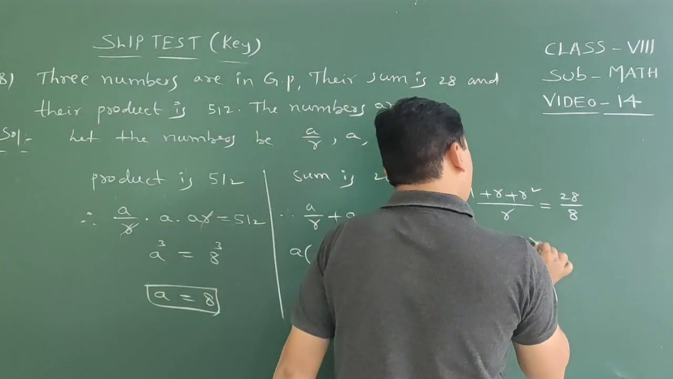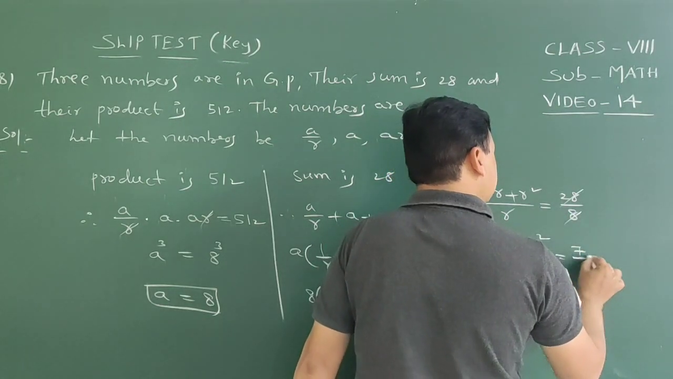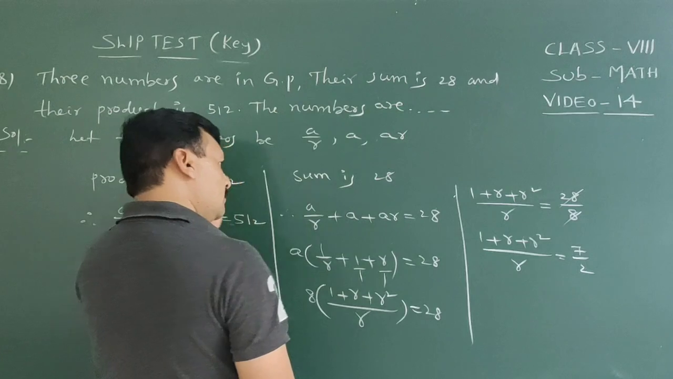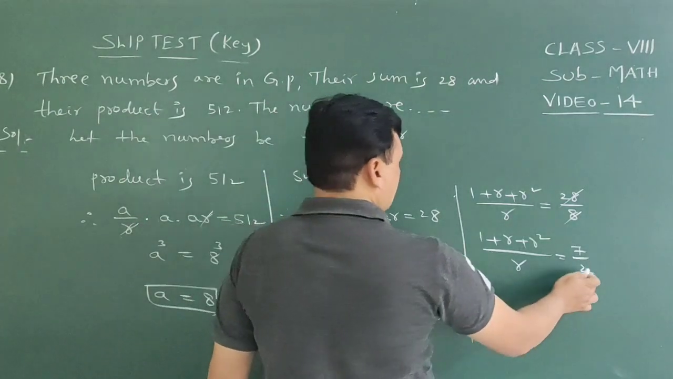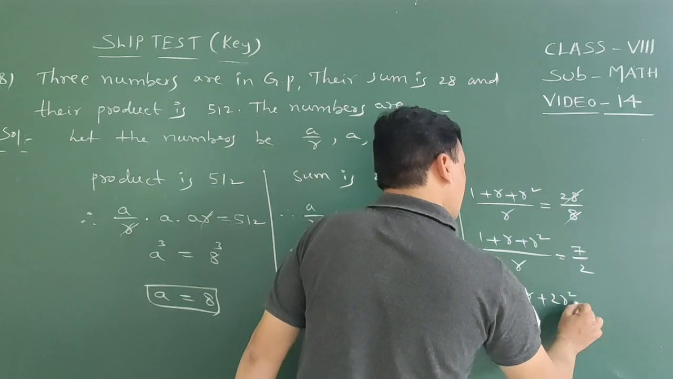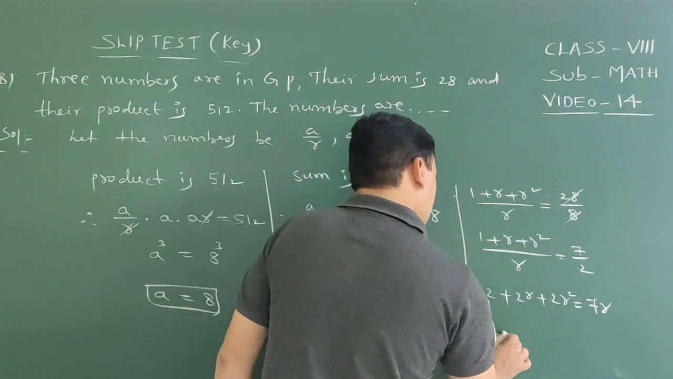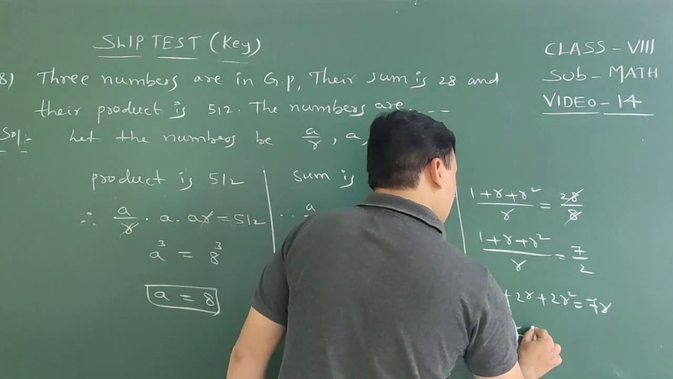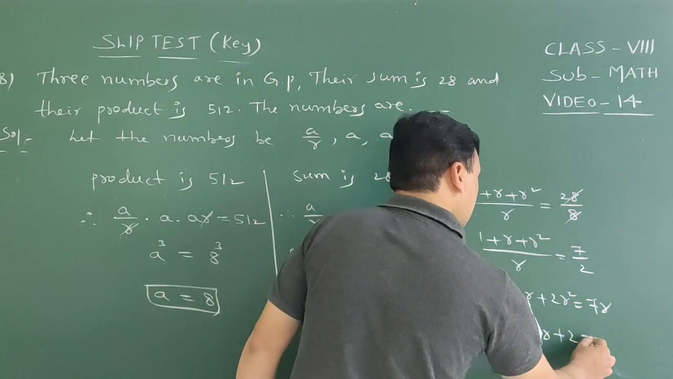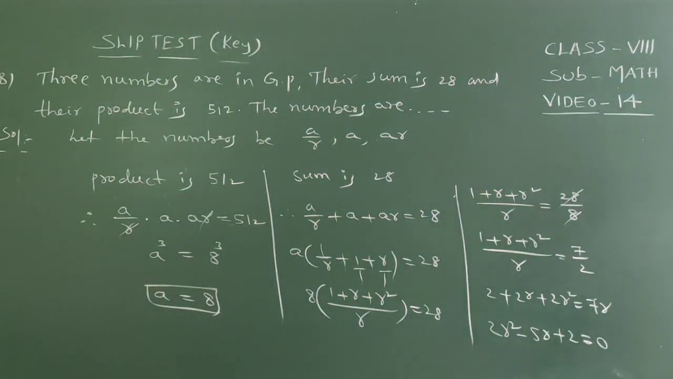Here 1 plus r square by r equal to 7 by 2. Cross multiply. 2 plus 2r square equal to 7r. So here 2r square minus 5r plus 2 equal to 0.